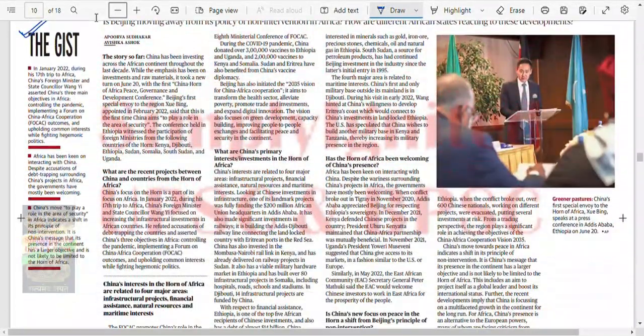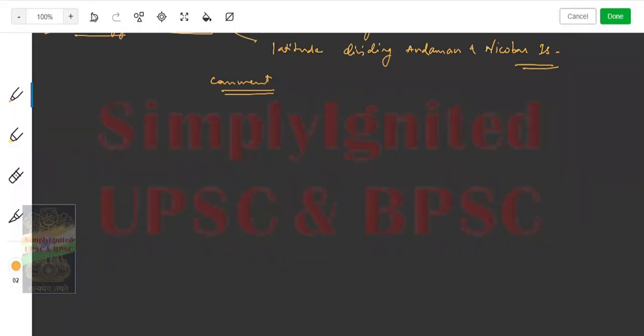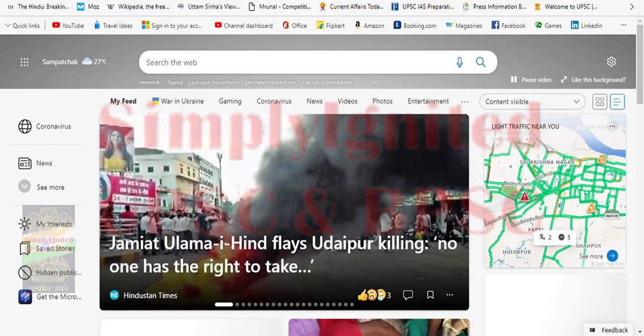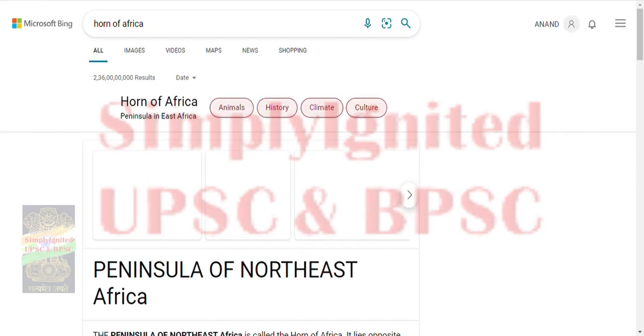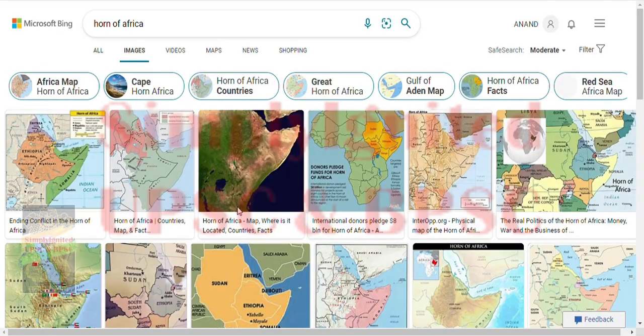So we'll see first the Horn of Africa, right? What is this Horn of Africa? Let's see. This is Africa. Something like this. This is not exactly this region. This region is called the Horn of Africa. Okay. We'll see the map.